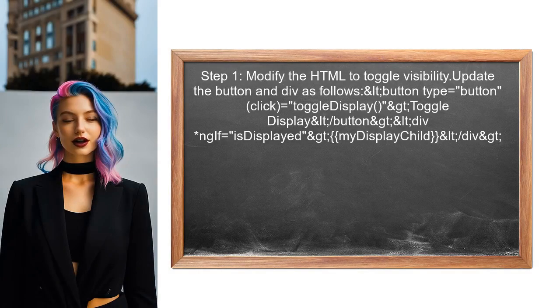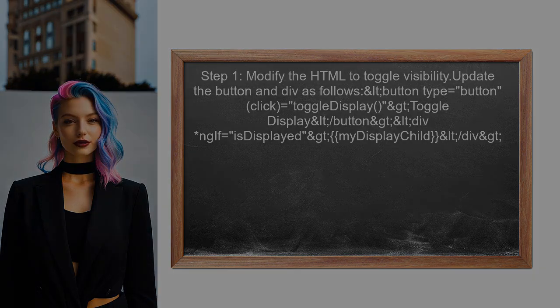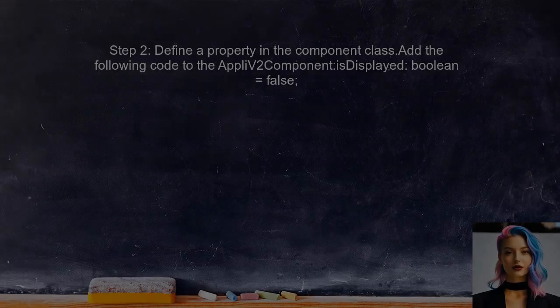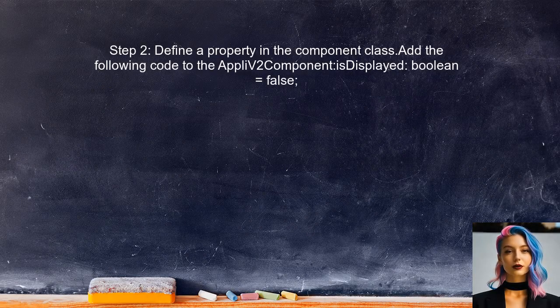To begin solving this issue, the user should first modify the HTML to include a way to toggle the visibility of the component. This can be done by using Angular's structural directive, ngIf. Next, the user needs to define a property in the component class to manage the display state. This property will determine whether the component is visible or hidden.